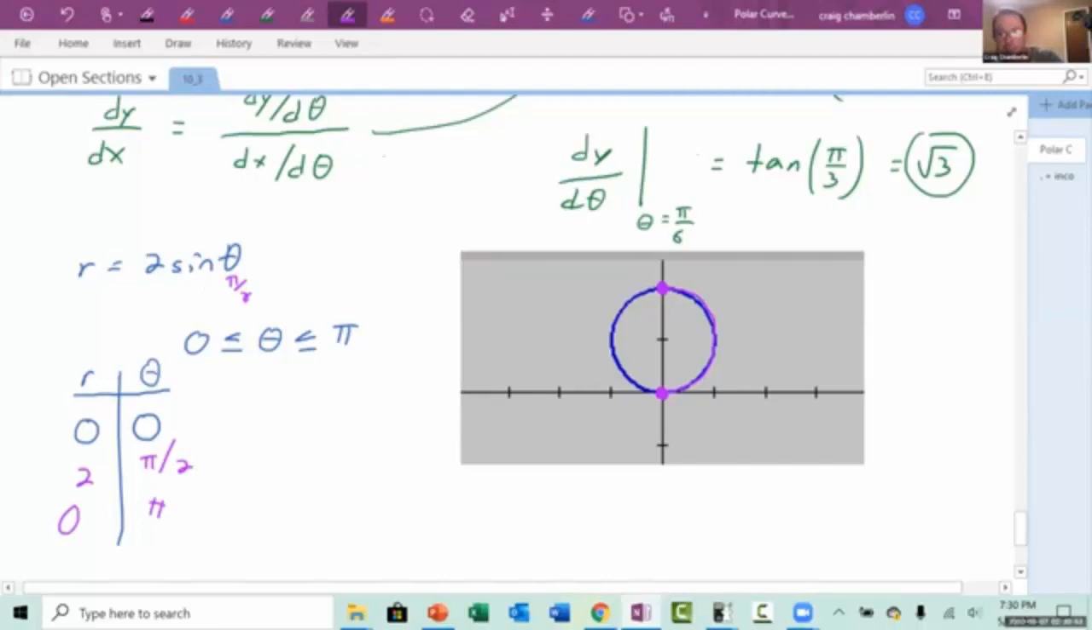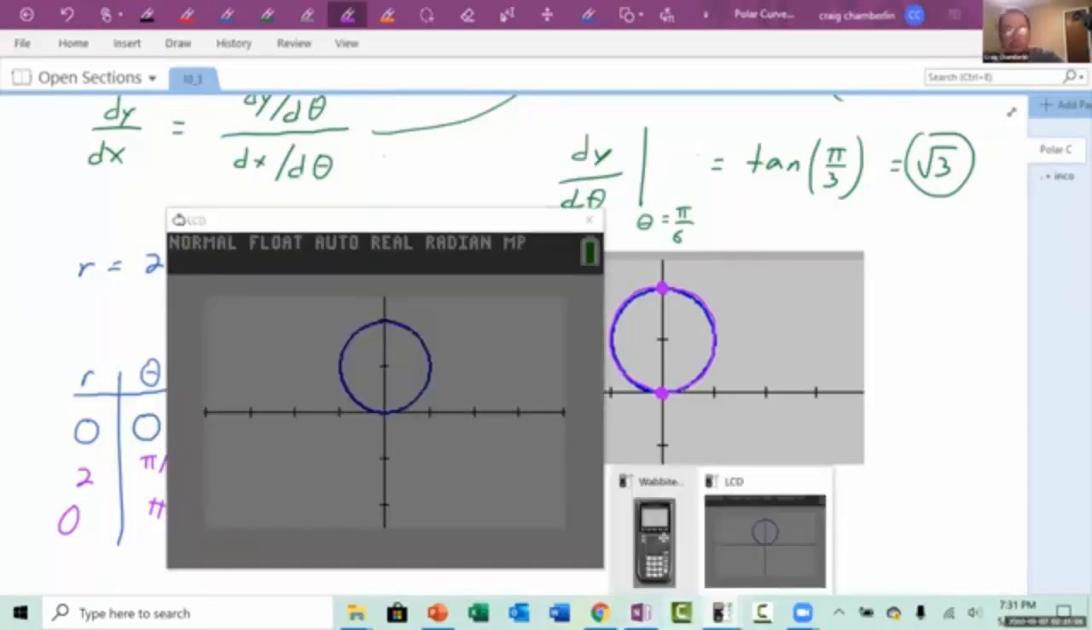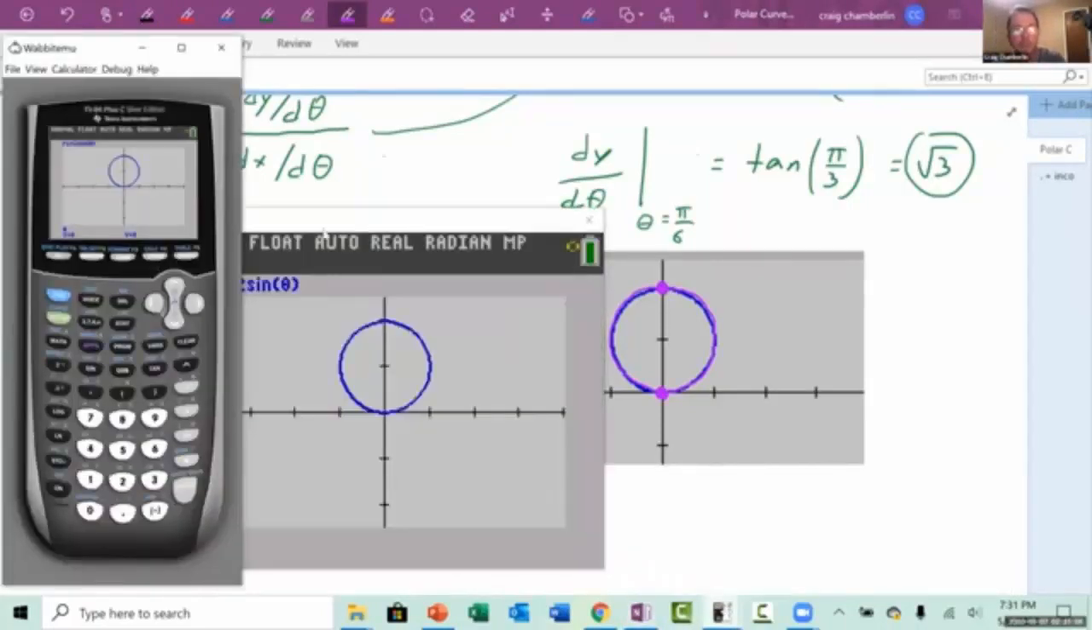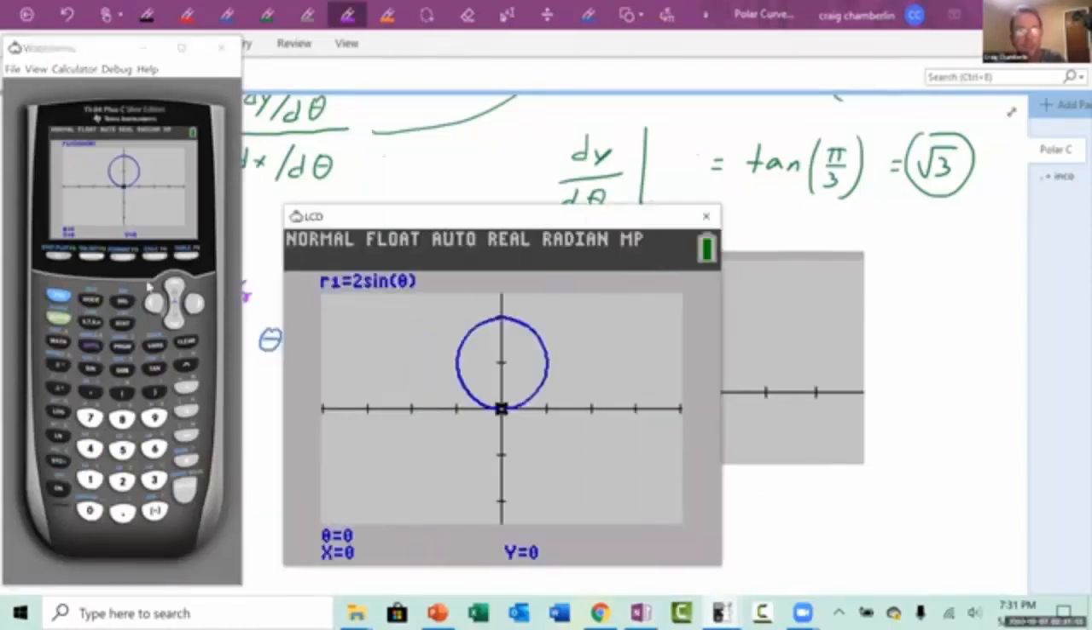So this thing is traced out over just theta from 0 to pi. So where would it be at pi over 6? Well, to give you an idea, you could just plot the point by hand or hit trace on your calculator. If you hit trace on your calculator and then plug in pi divided by 6, hopefully I'm in radian mode, I should be. So you're right here, and then the tangent line would be right there.